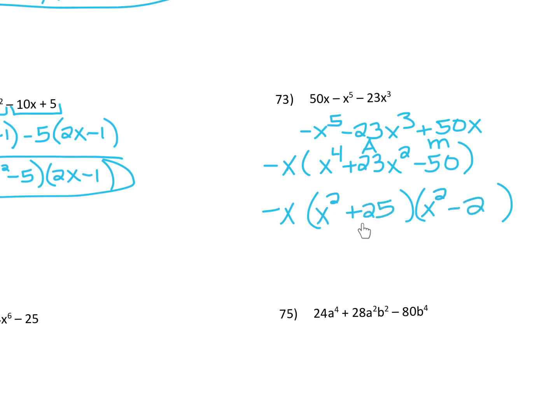And neither one of these is a difference of perfect squares. I mean, these are perfect squares, but we don't have a difference. This is a difference, but 2 is not a perfect square. So we can't go any further. So I'm just going to circle my answer. That's it.